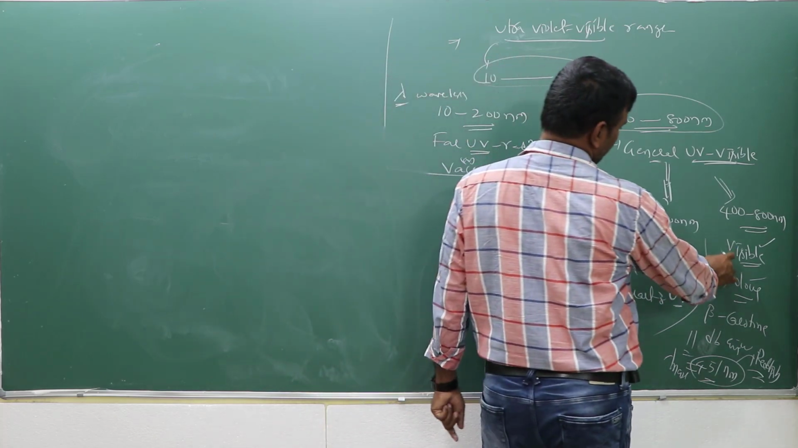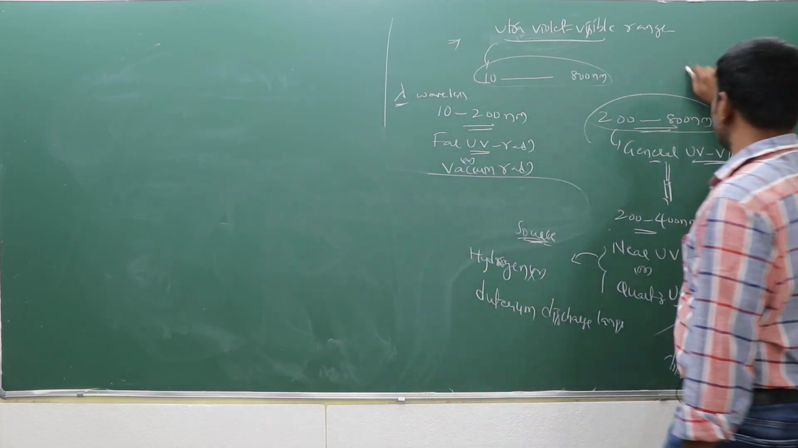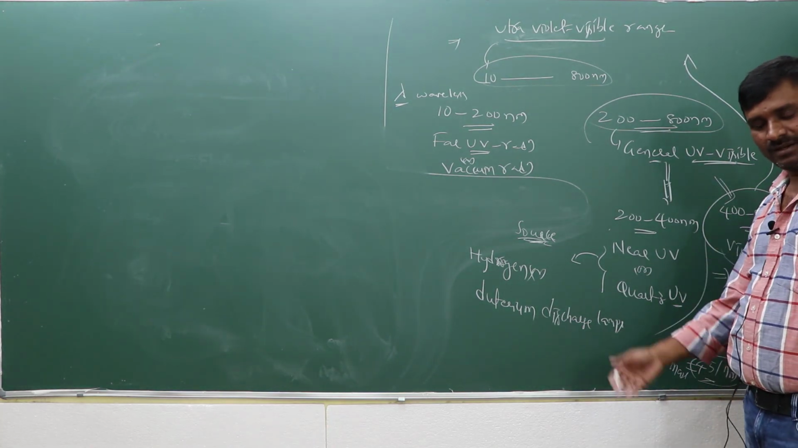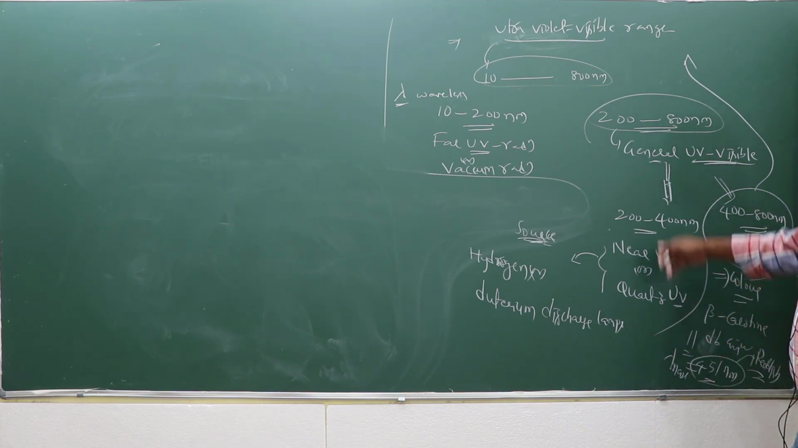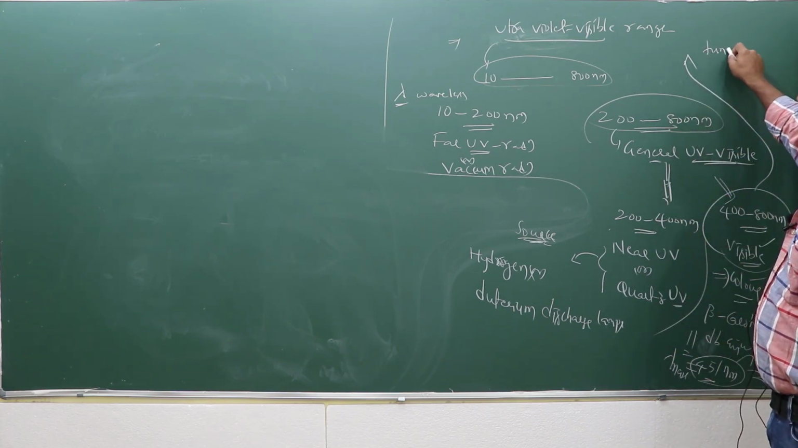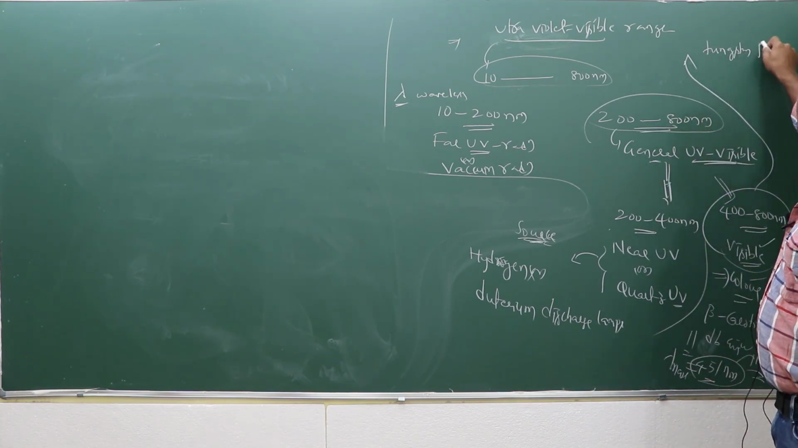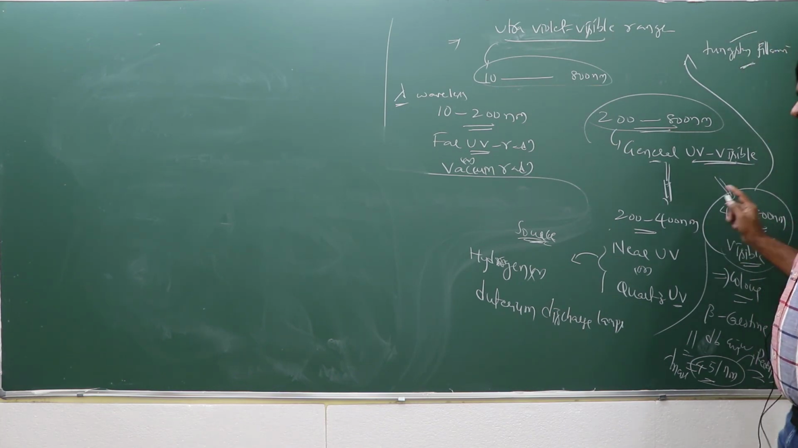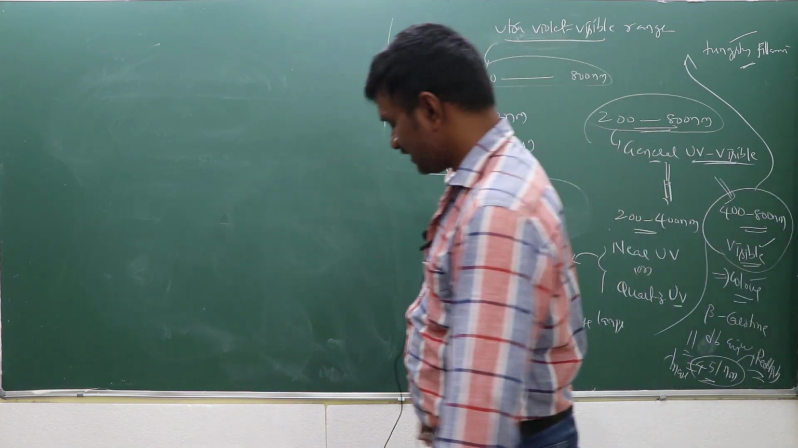And the visible range of radiation, 400 to 800 nanometer range, the source that releases it is the tungsten filament lamps. Tungsten filaments are releasing the 400 to 800 nanometers radiation.